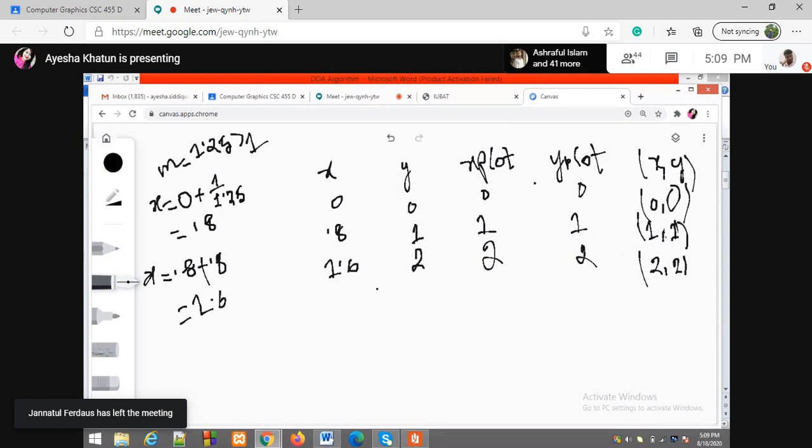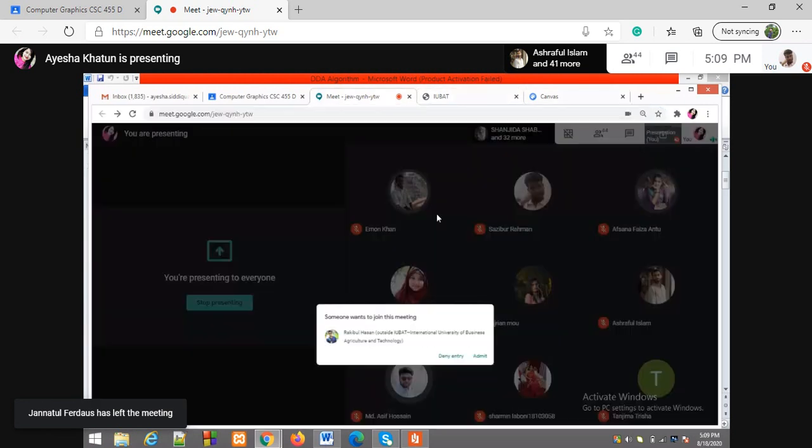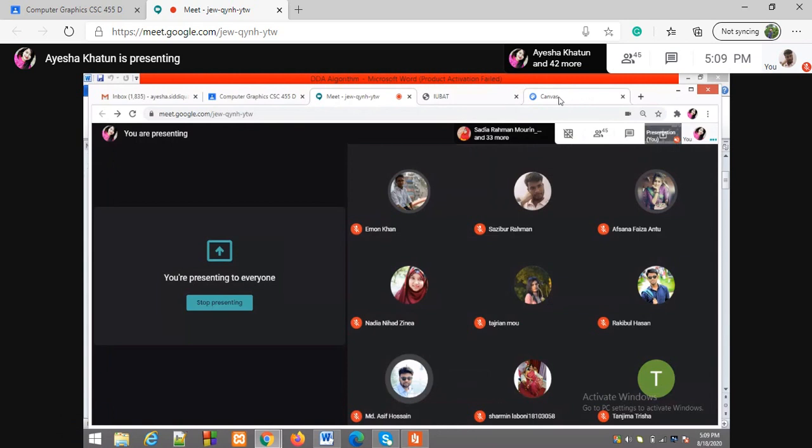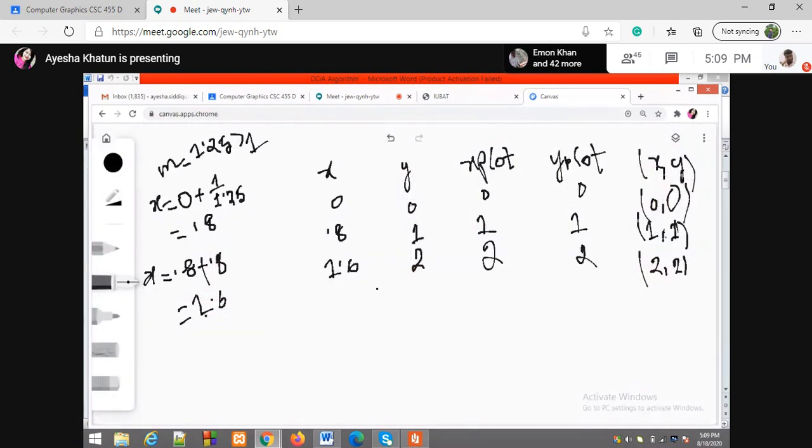So this process will be repeated. Again 1.6 plus 0.8, so what will you get? 2.4. So now it is less than 5, so we will take 2 only. Hmm, actually 3.4, so we will take 3, and y will be 3. So what we will get? 3, 3.